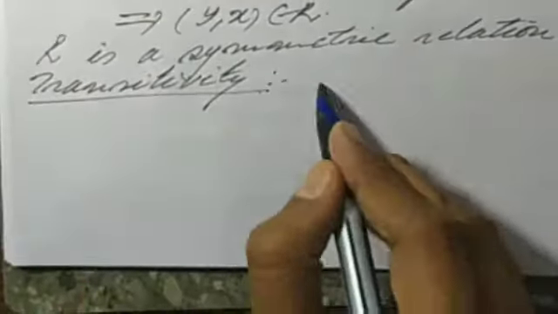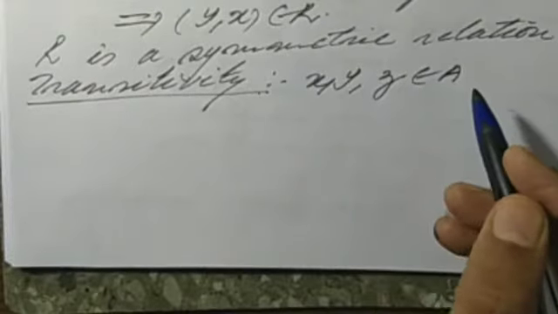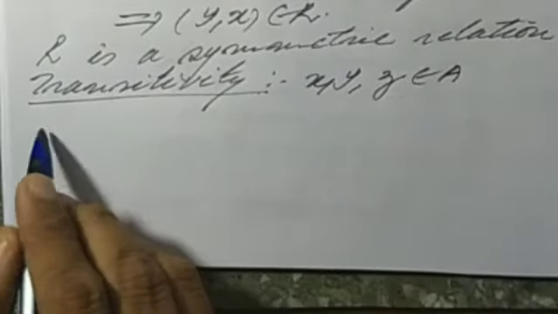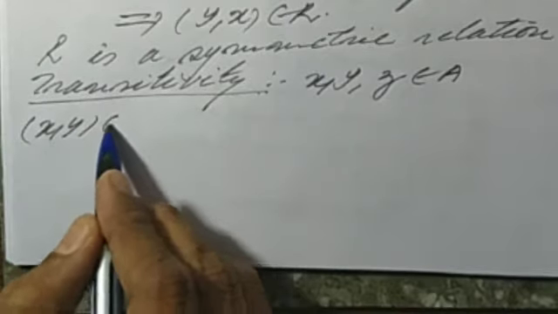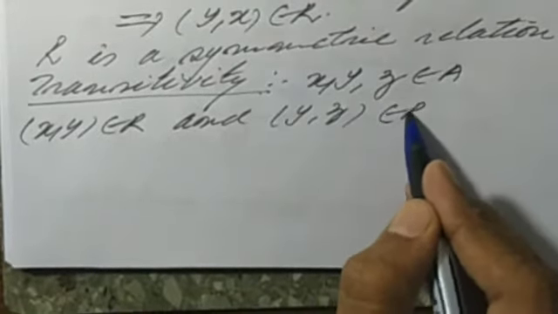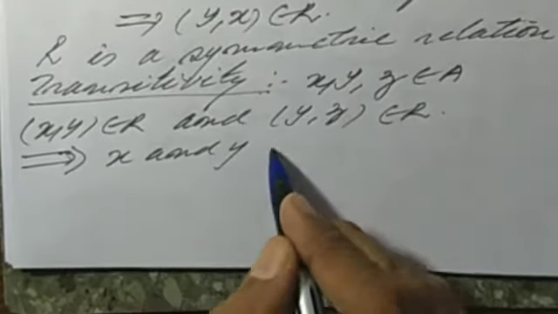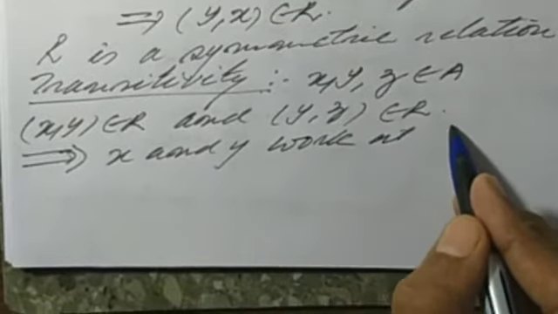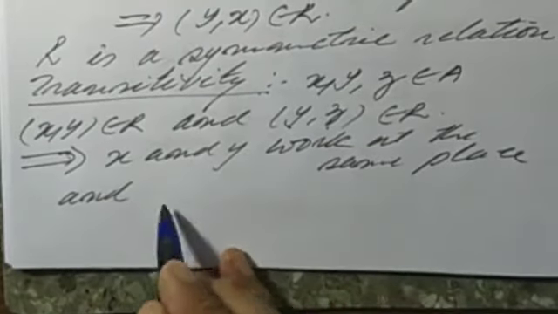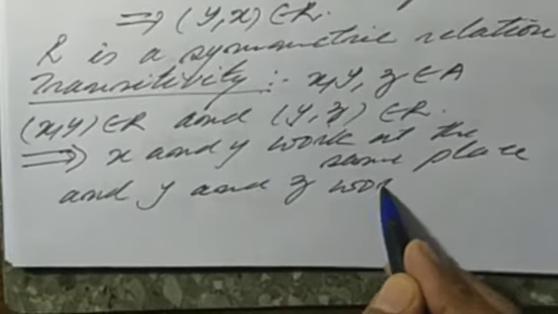Now let us talk about transitivity. For transitivity, let us take three arbitrary elements x, y, z from domain A, or we may say that x, y, z are three persons from the town A. So if (x, y) belongs to R and (y, z) belongs to R, then according to definition, x and y work at the same place, and y and z work at the same place.